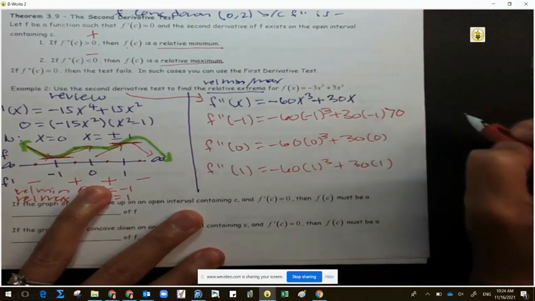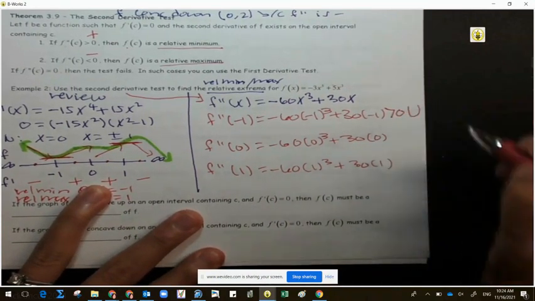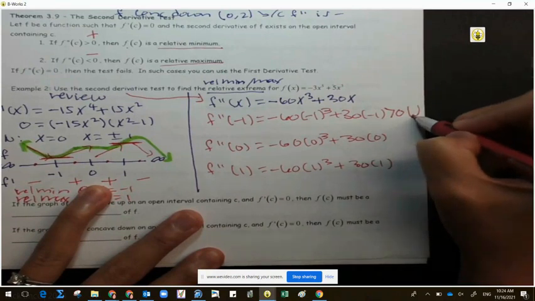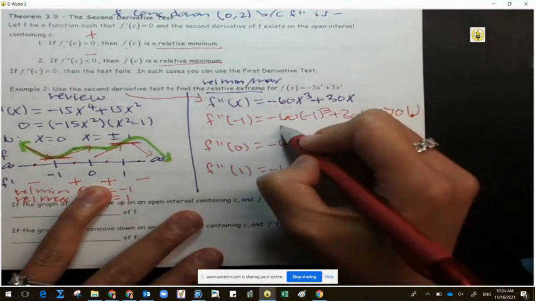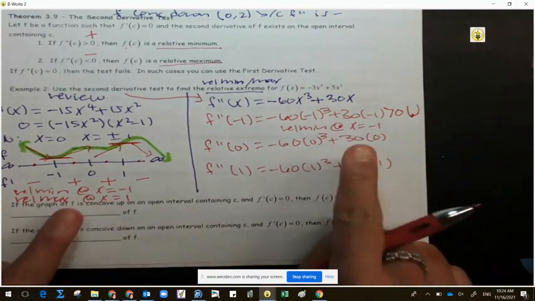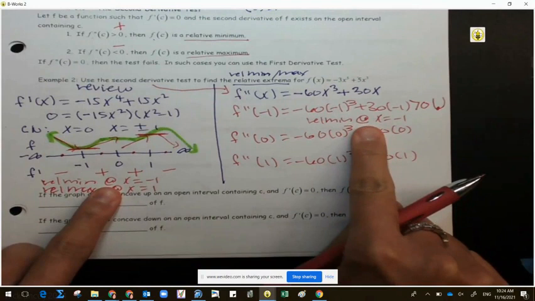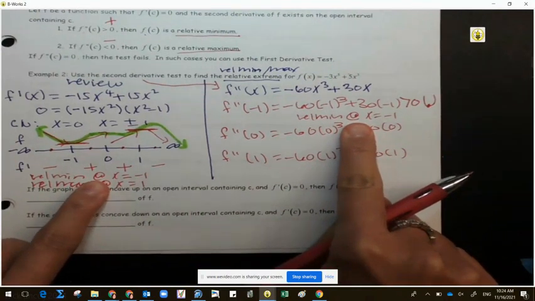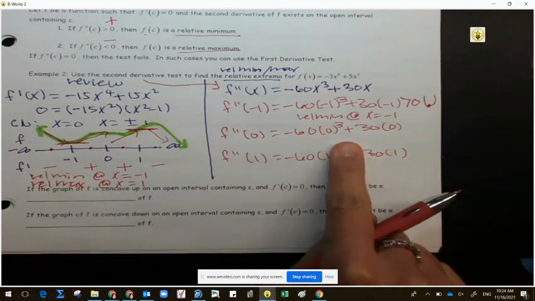If it's a positive, the graph is going to be concave up. What is this called in our original graph? That is a relative minimum. And the number I plugged in was negative 1, and that value does not change from the first derivative or second derivative test.